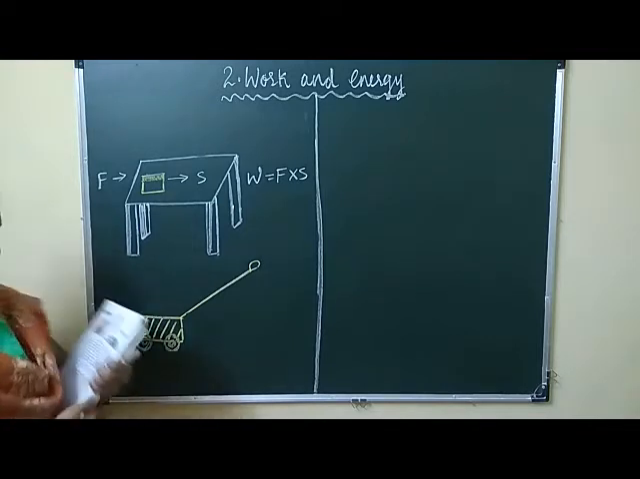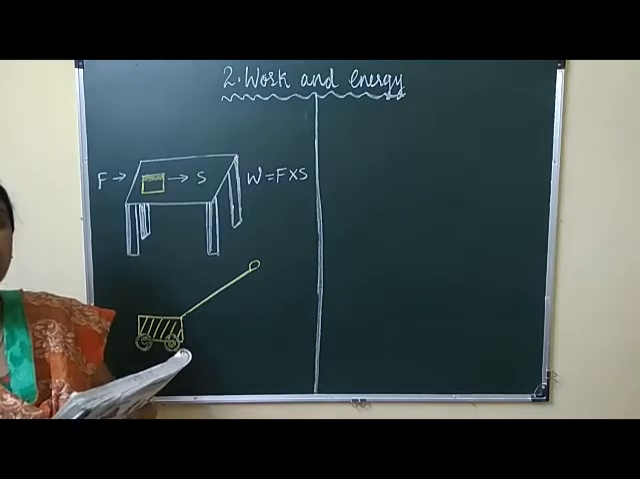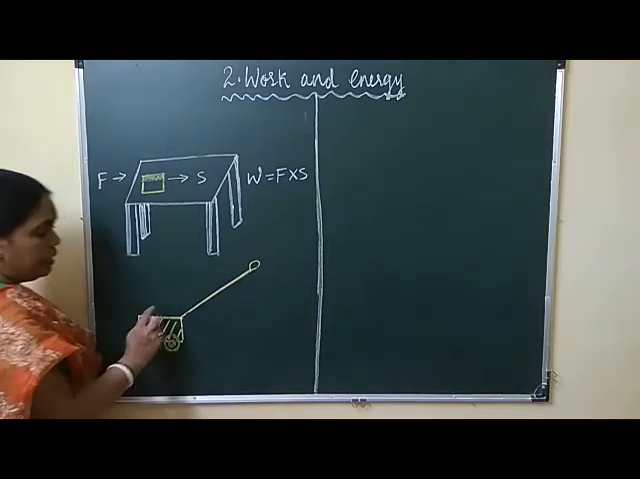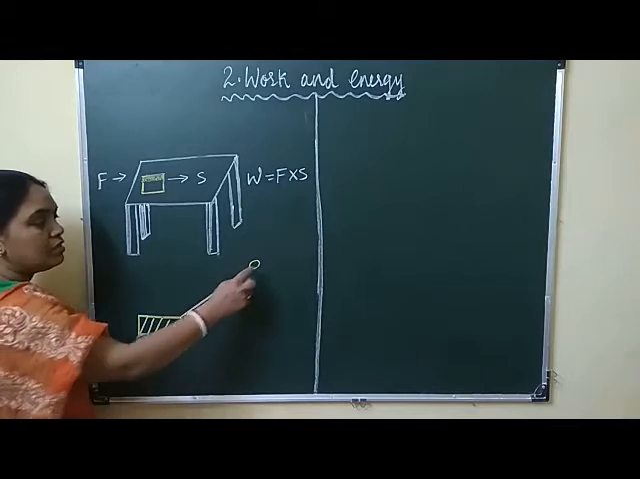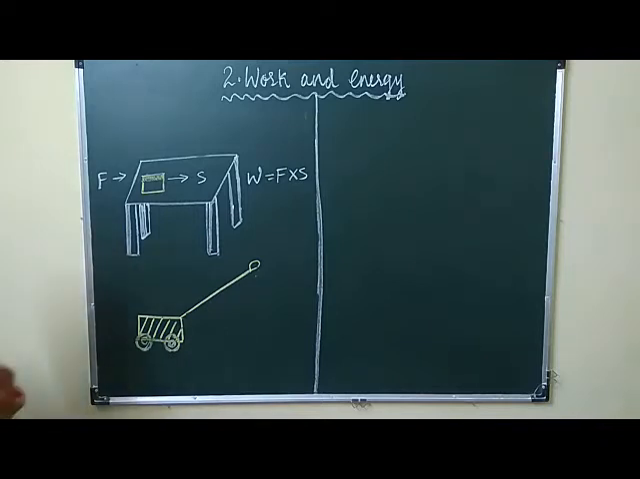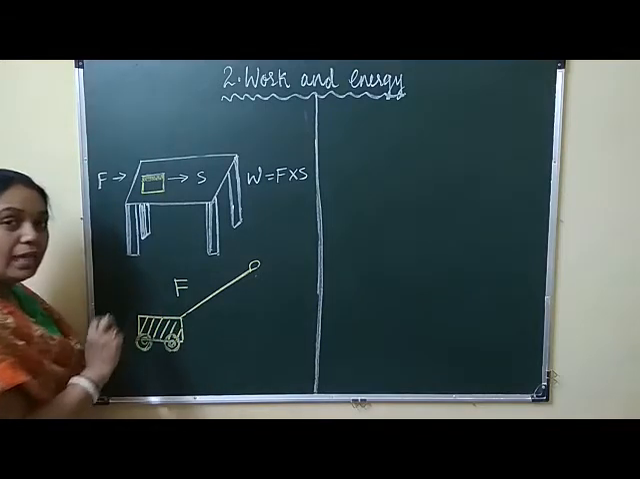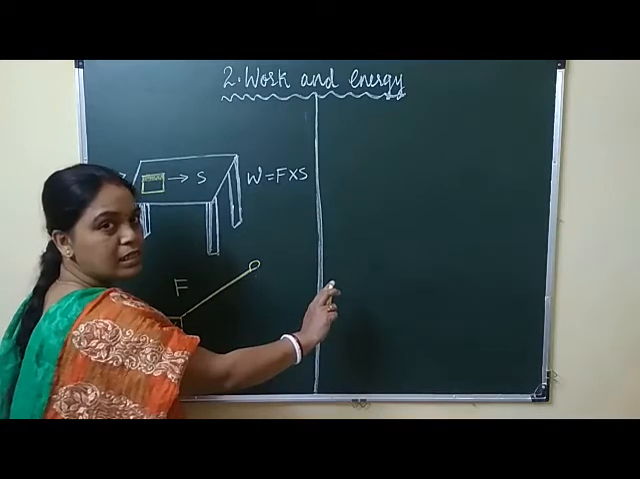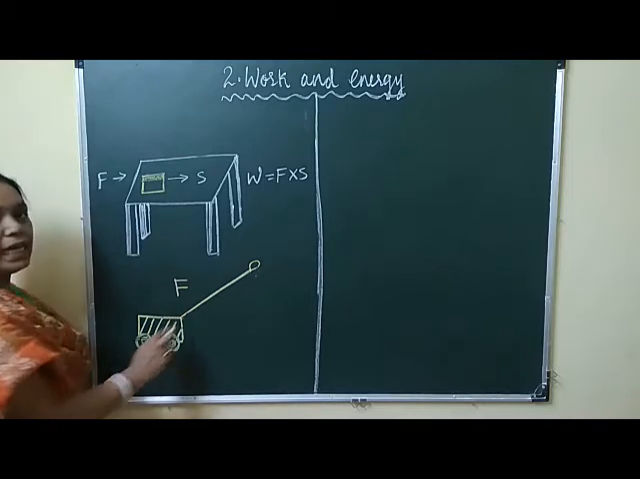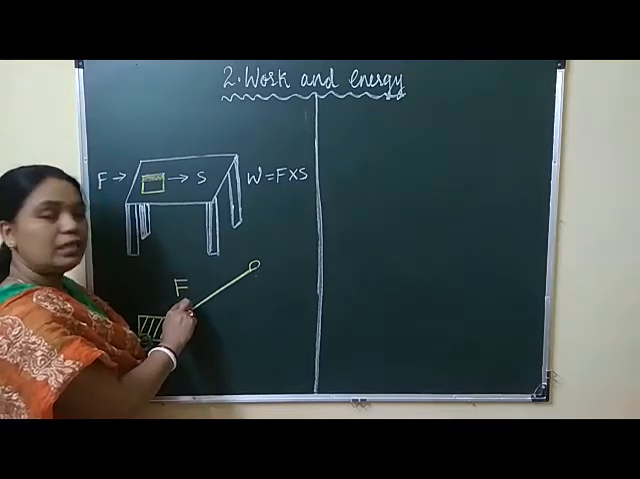The second example, that is figure B, you can see a small child is pulling a toy cart. When that child is pulling the toy cart, she is applying force through her hands on this string. So the direction of this applied force is here, whereas the cart is moving on the horizontal surface. It is making an angle theta with the force applied on the string.